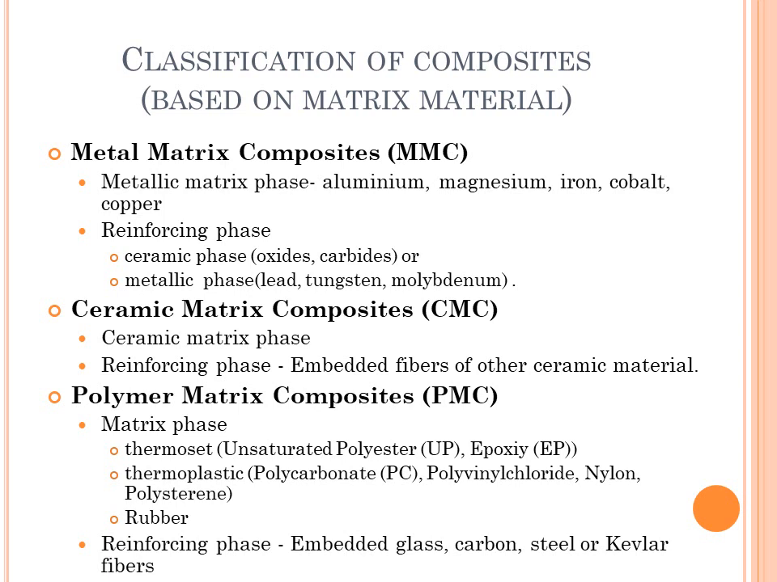The ceramic matrix composites may contain a ceramic matrix phase and a reinforcing phase such as embedded fibers of other ceramic material. Polymer matrix composites may contain a matrix phase which may be a thermoset such as unsaturated polyester or epoxy, or it may be thermoplastic such as polycarbonate or polyvinyl chloride or nylon or polystyrene, or the matrix phase may be a rubber. The reinforcing phase may be embedded glass, carbon, steel, or Kevlar fibers.